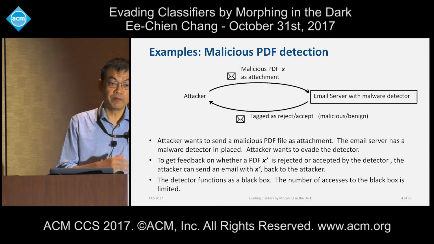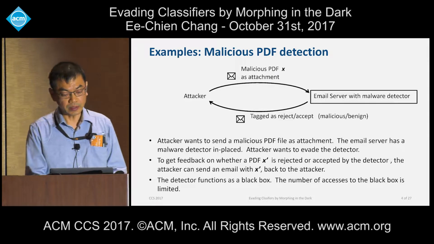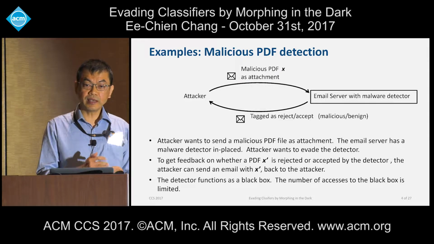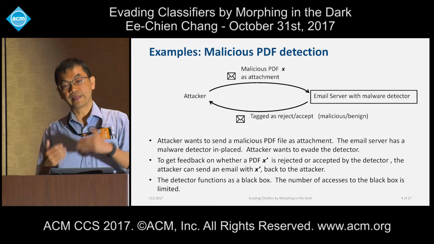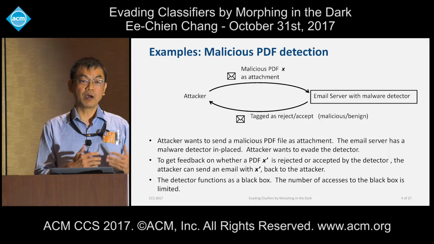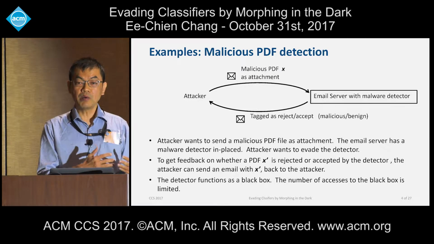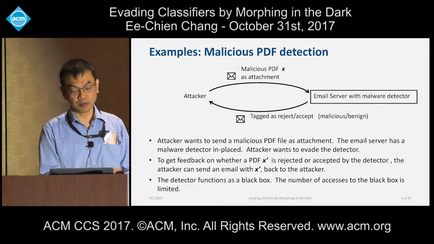The attacker can get feedback from the malware detector by simply sending the PDF files and observing the outcome. From that, he gets feedback on whether the malware X prime is accepted or rejected.